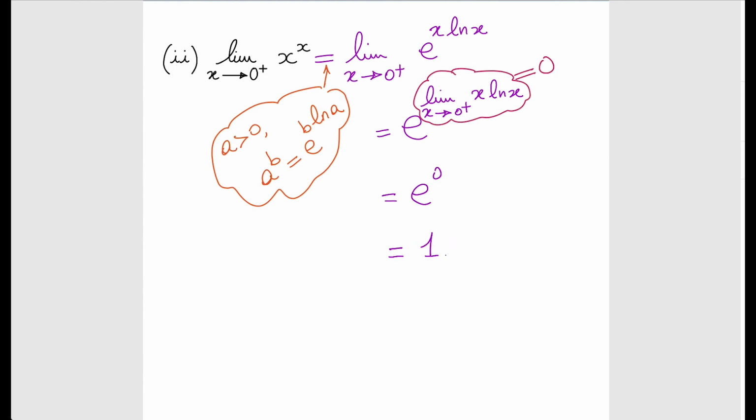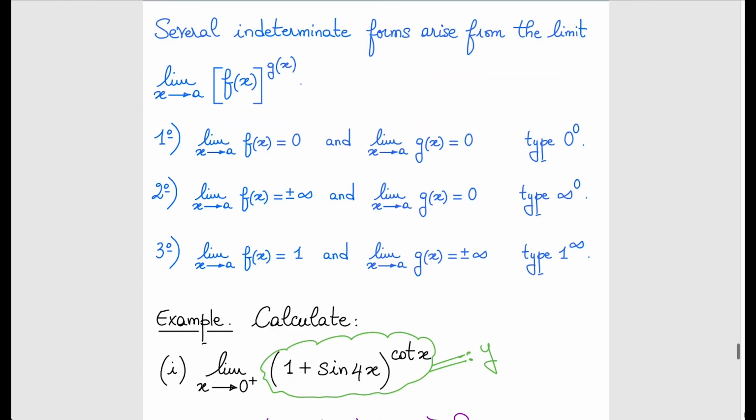Okay? The very last thing I want to do in this section is take you back to the last three types of indeterminate forms we encountered. They all come from such a situation here, right? So the first one was 0 to power 0, second infinity to power 0, and the last was 1 to power infinity. You may ask yourself, how about this type, 0 to power infinity? As it turns out, this is not an indeterminate.